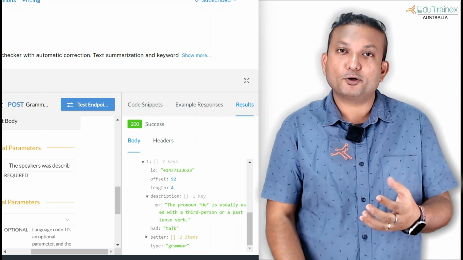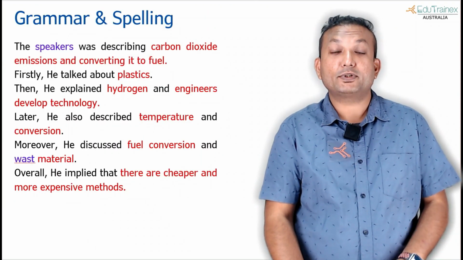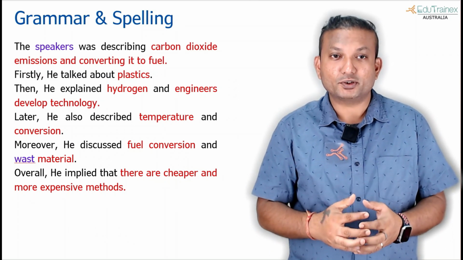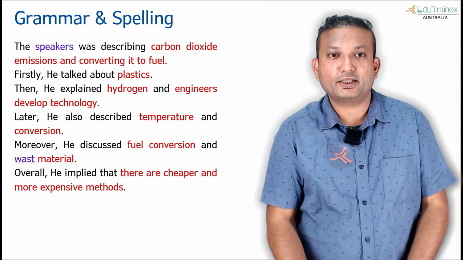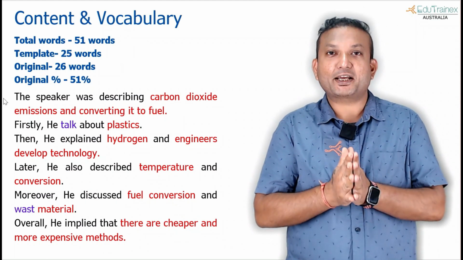If you make certain number of mistakes in grammar or spelling, then you start losing points. So that is how the PTE is evaluating your response. After doing these steps, then it moves on to the originality part, the content and the vocabulary.